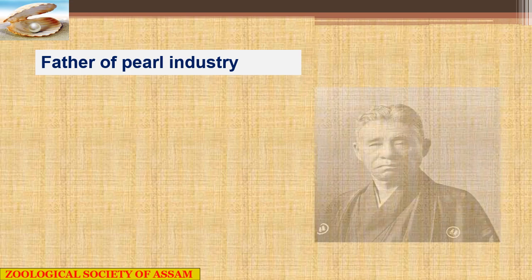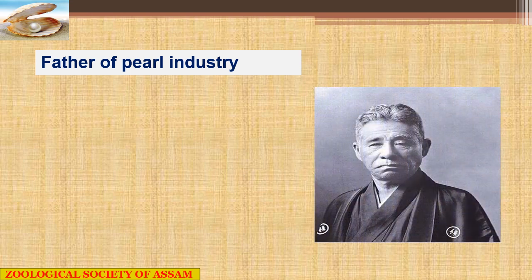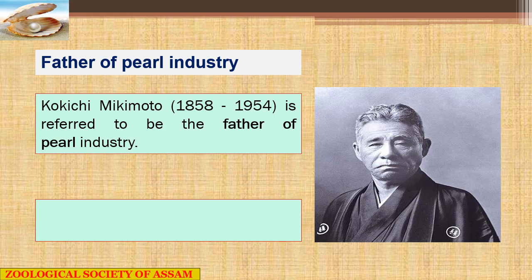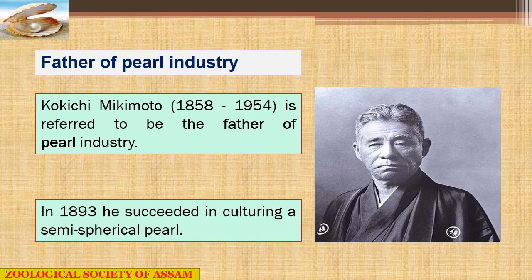Kokichi Mikimoto is the pioneer in the pearl industry. He is referred to as the father of the pearl industry. In 1893, he succeeded in culturing a semi-spherical pearl artificially.